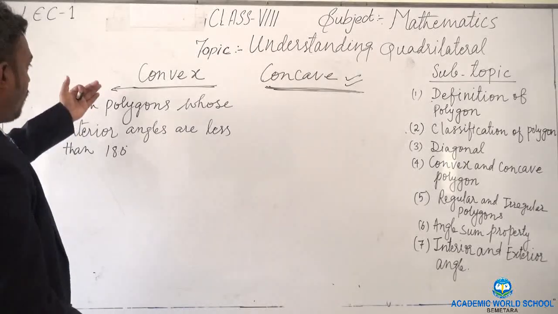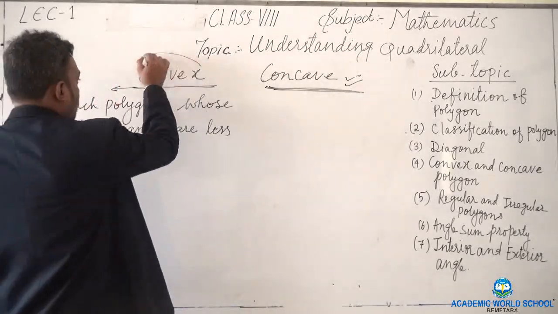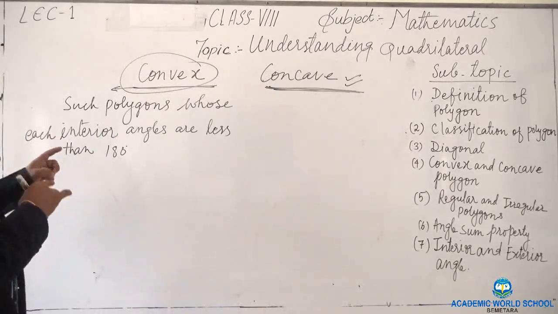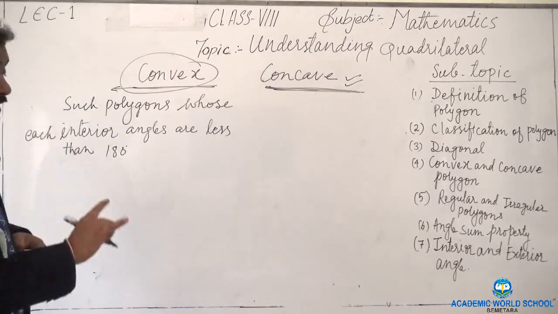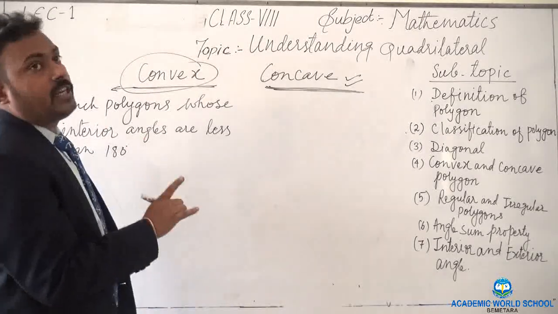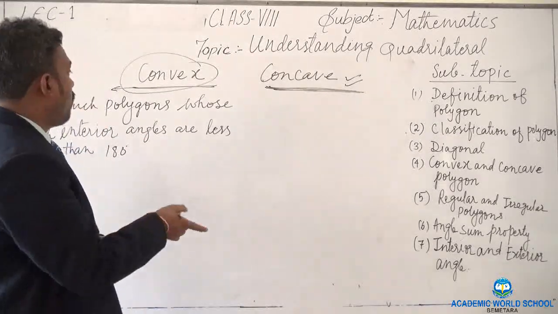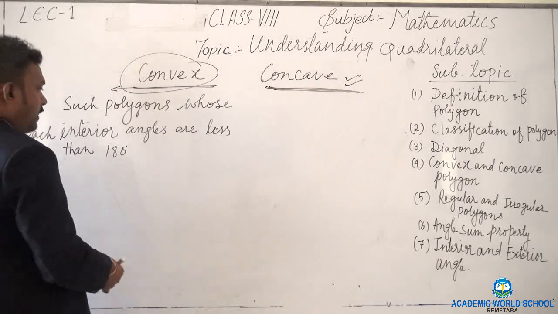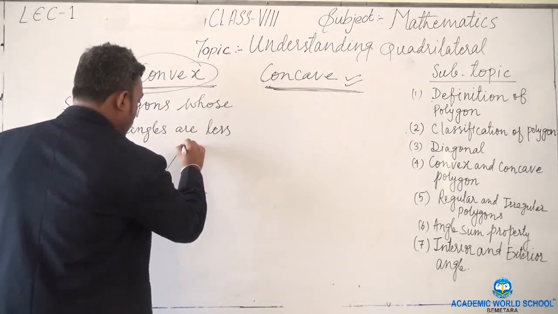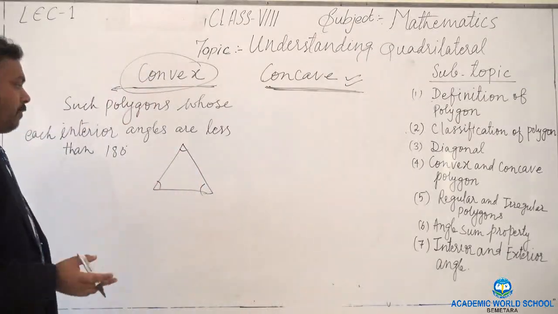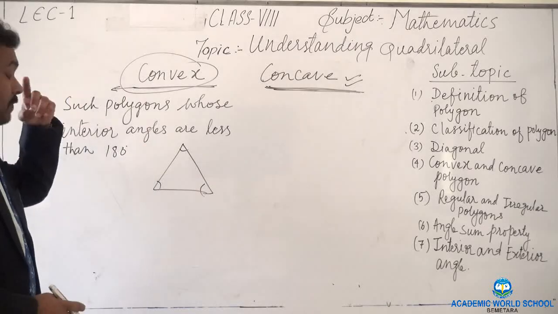So, for example, now let's see the example of convex polygon. Remember what I told for convex polygon, that each interior angle should be less than 180. For example, in a triangle, see that each interior angle is less than 180. So this is a convex polygon.